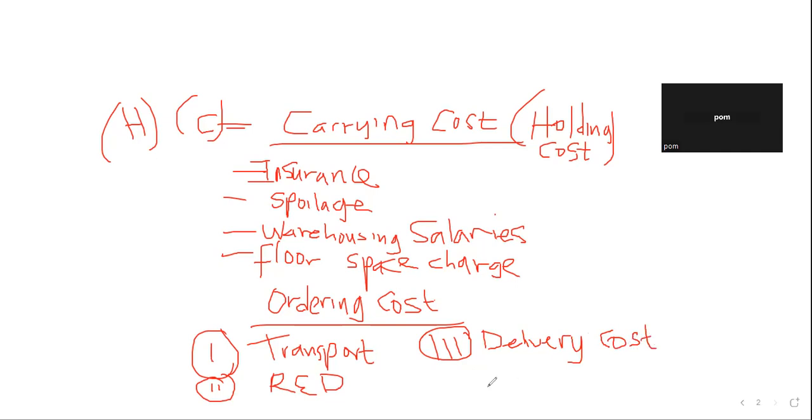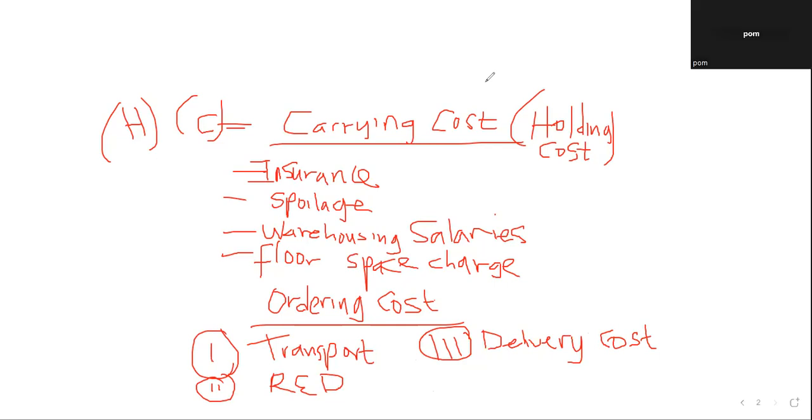And then we also look at the ordering cost per order. So regardless of whatever you're ordering, they will charge you 500 kwacha for ordering cost. Anything else to do with that is ordering cost. Have I answered your question? Yes.